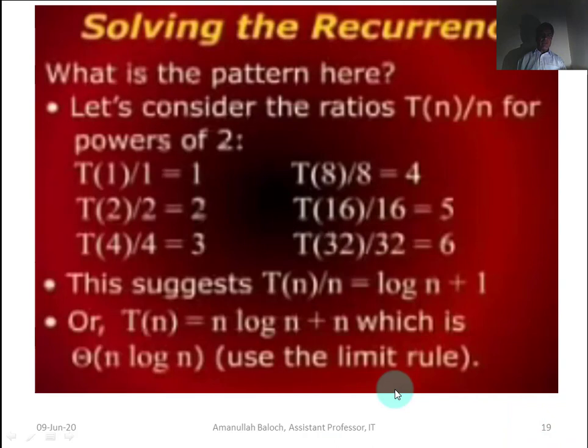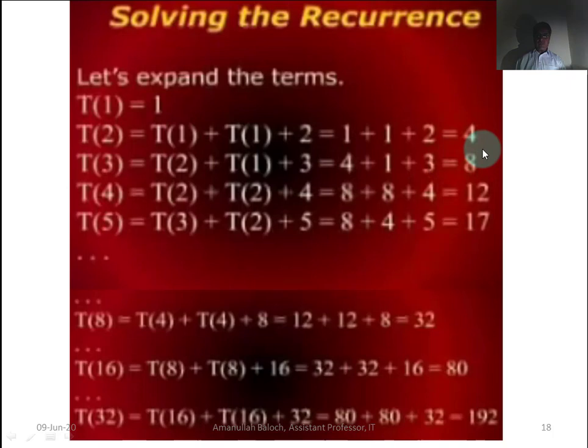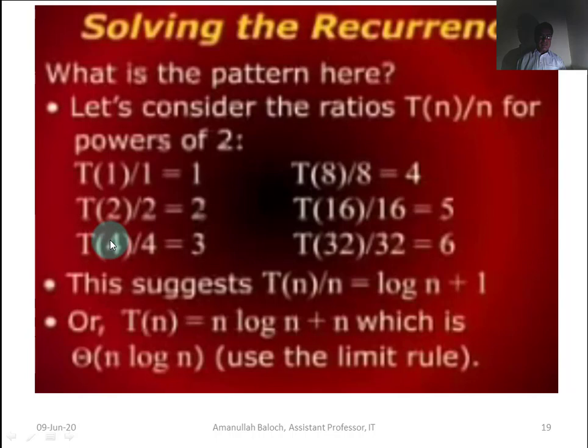Let us consider the ratio T of n divided by n. We calculated all the T of n values in the previous slide, and we will divide each by n. The T of n values are here. When n is 1, T of 1 is 1, T of 2 is 4, T of 3 is 8, T of 4 is 12. Let's take T of 4, which is 12. We take T of 4 divided by 4, 12 divided by 4, and the result is 3.